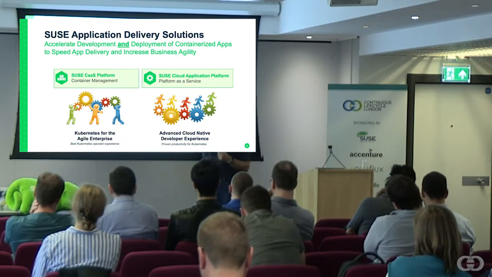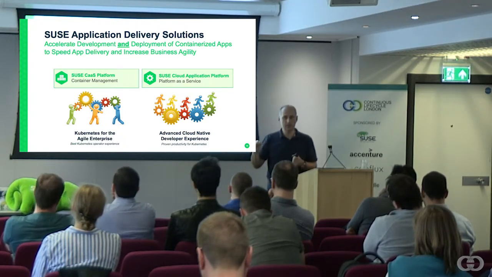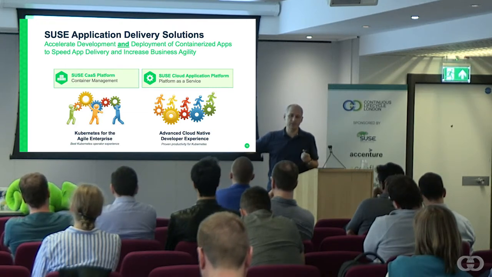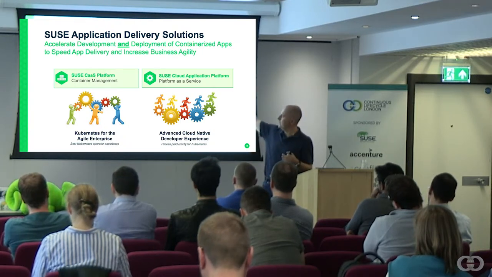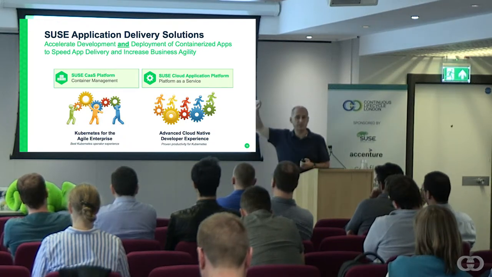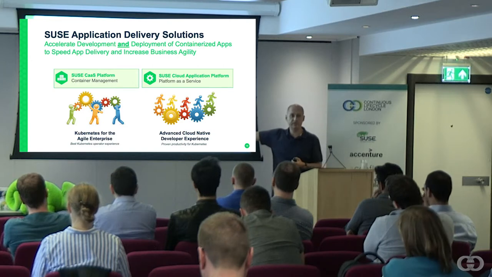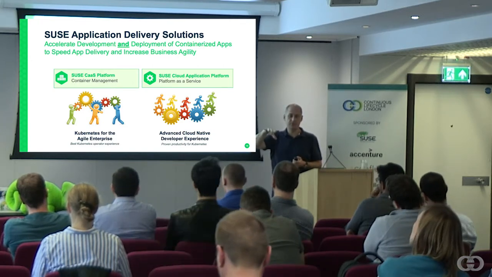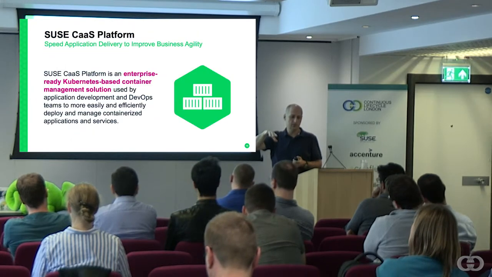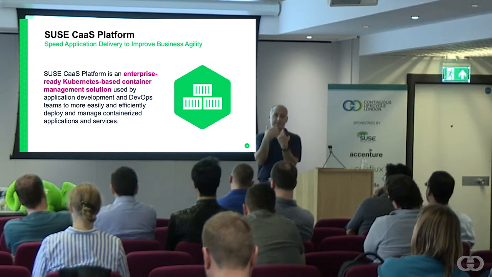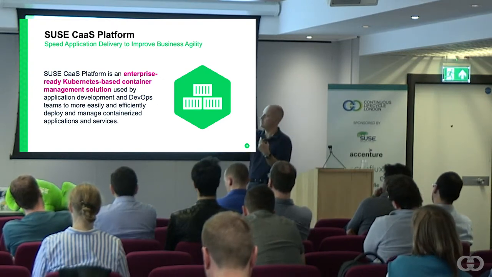And what we ended up doing is actually carving two offerings. One we call the SUSE Container as a Service Platform, which provides the best operator experience for Kubernetes. If you want, you could call it Kubernetes in a box or out of a box. And then SUSE Cloud Application Platform, which is a platform which focuses on platform as a service. So which solely focuses on what do developers want, what do developers do.